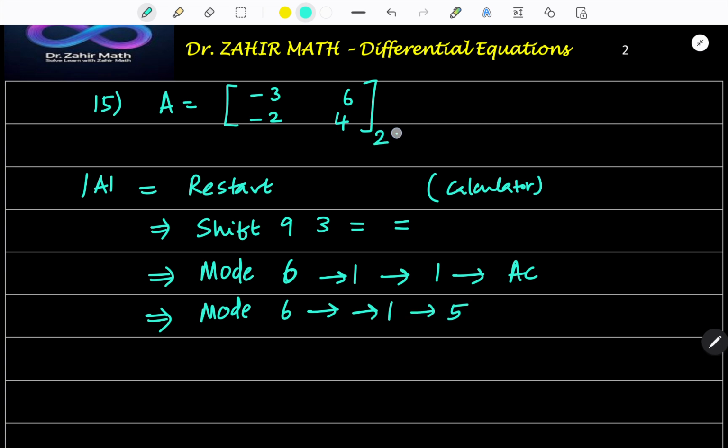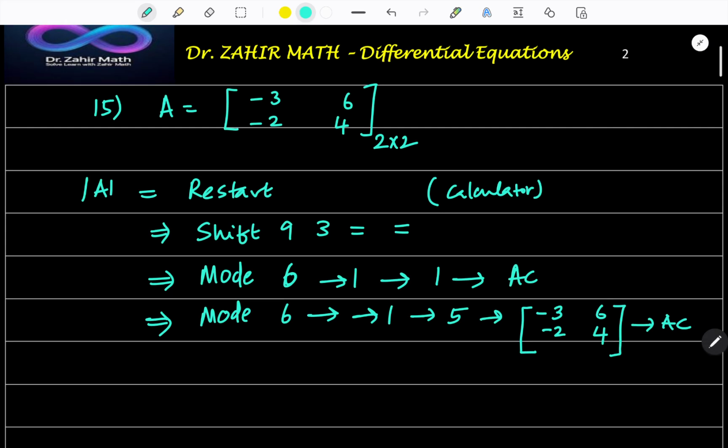Why number 5? Because it's a 2 by 2 matrix. After pressing number 5, give the data of mat A, which is minus 3, 6, and then minus 2, 4. So minus 3, 6, minus 2, and then 4. Then press AC.